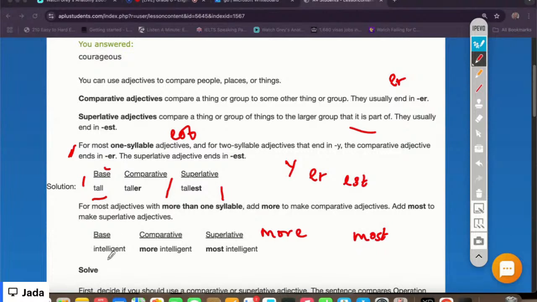So just like this over here, we have intelligent. Now we have more intelligent. You can see that it's more than one syllable. So it's basically like four syllables. So of course you have to put more intelligent for the comparative, and for the superlative you have to put most intelligent. If you have just one syllable or two syllables, then you can use the er or est, and if you have more than one syllable, then you have to use more and most. That's for the comparison.